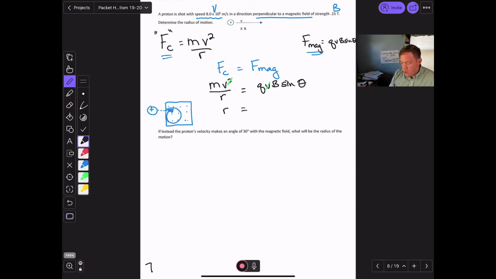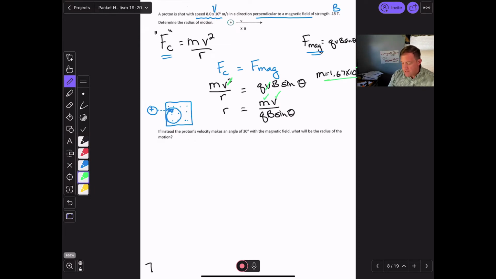I prefer to do R over 1 is equal to mv over qB sine theta. That's your discretion how you rearrange that. The only thing that you might say is, wait a minute, I don't know the mass of a proton. That is very much something you can look up. I did that earlier today, and did I leave it and write it down? I didn't, so we'll just do a real quick search. Mass of a proton, 1.67 times 10 to the negative 27th kilograms. So you're going to need to use that for your mass.